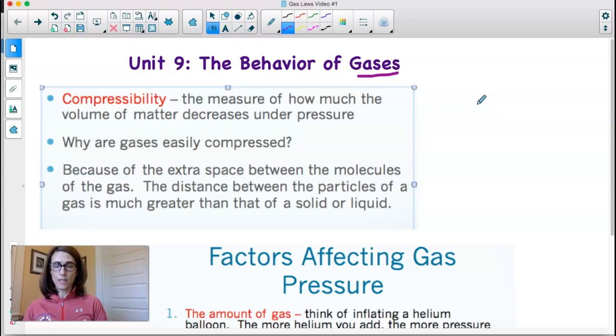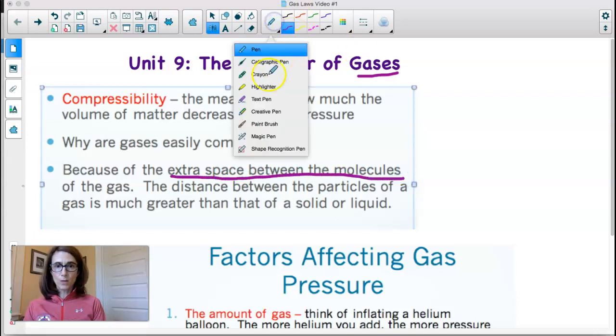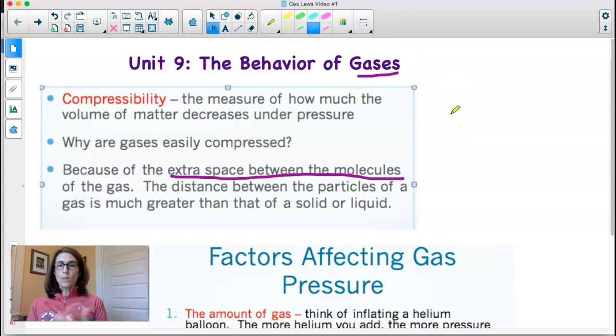But gases are able to be compressed. So think about squeezing a balloon that's filled with helium gas. You're going to be able to kind of squeeze that in a little bit. And the reason for that is that there's a lot of extra space between the molecules of a gas. So extra space between the molecules. Maybe that would look better with a highlighter. So we know, right, the arrangement of the particles in a gas is quite different than that of a solid or a liquid. And there's a lot more distance between those particles. So if we put pressure on a sample, we're able to kind of squeeze those particles closer together.